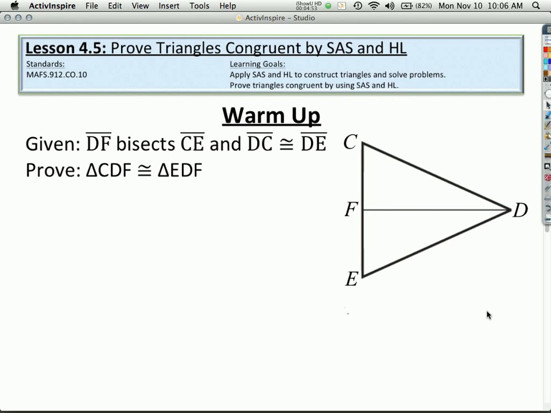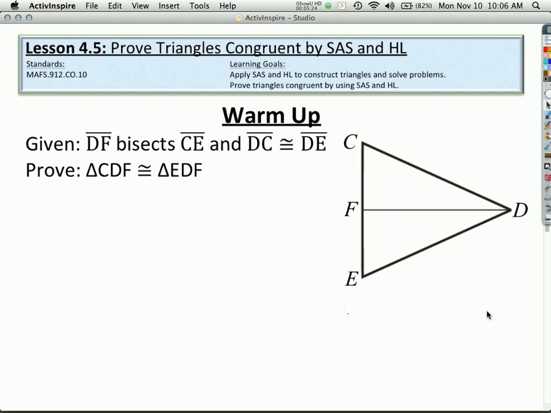Side, side, side. So how many pieces of evidence do you need to say side, side, side? How many actual pieces of evidence? Tristan? You need 3 actual pieces of evidence. So if you use side, side, side, look on your proof. Do you have 3 pieces of evidence before saying side, side, side congruence postulate? If you have 3 pieces of evidence, then there's a good chance you got it right.